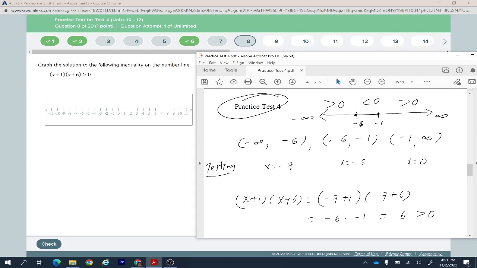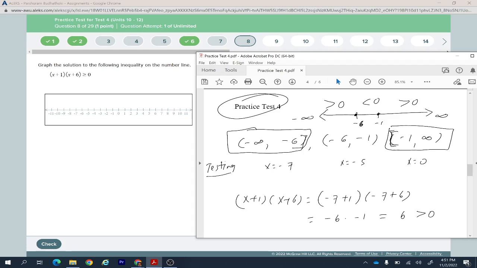So I'm interested to find where this product would be positive. The product would be positive here and here, and where it's 0 as well. So this equality sign means I also have to include this -6 and -1. So my answer would be from -infinity to -6 including that, and from -1 to positive infinity including that.